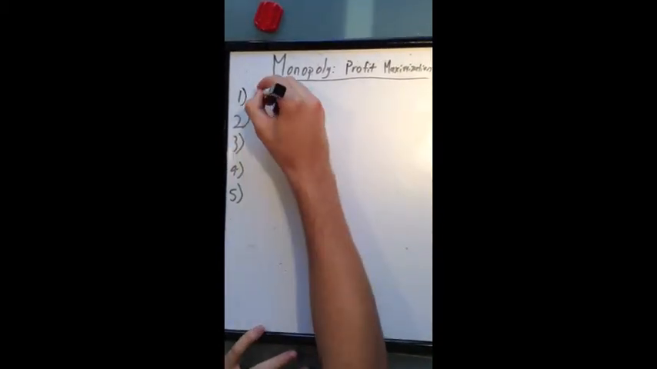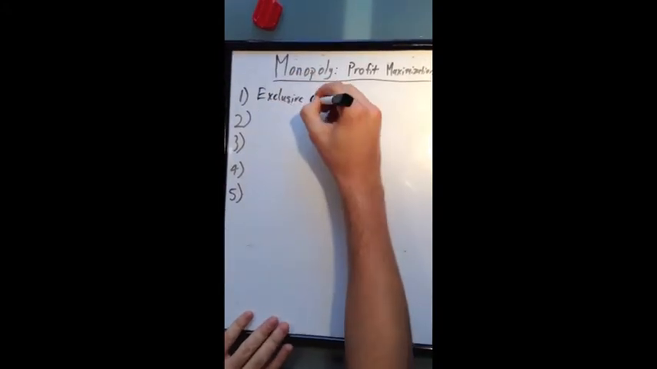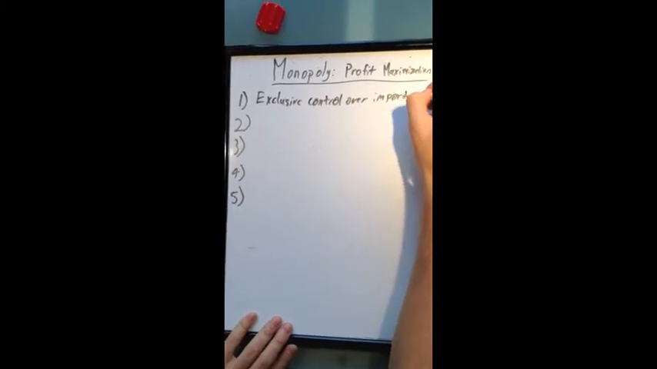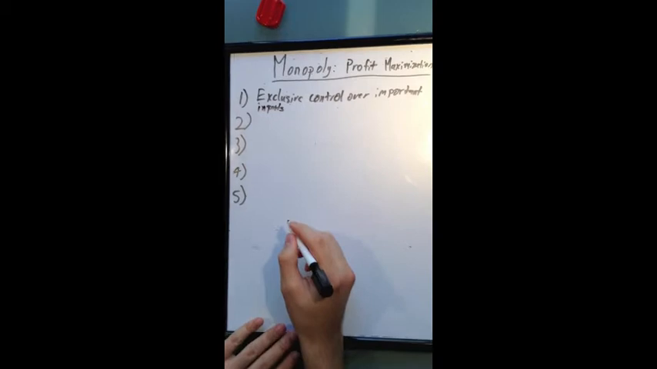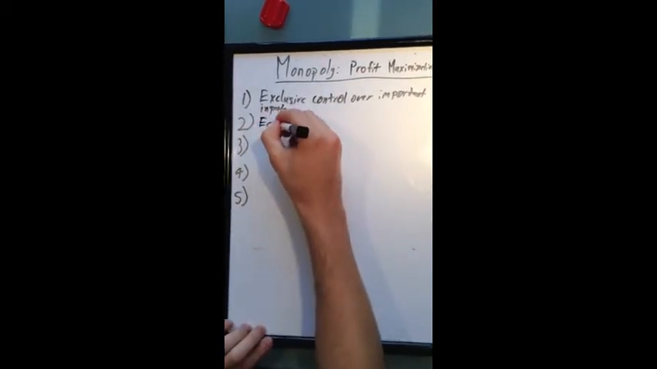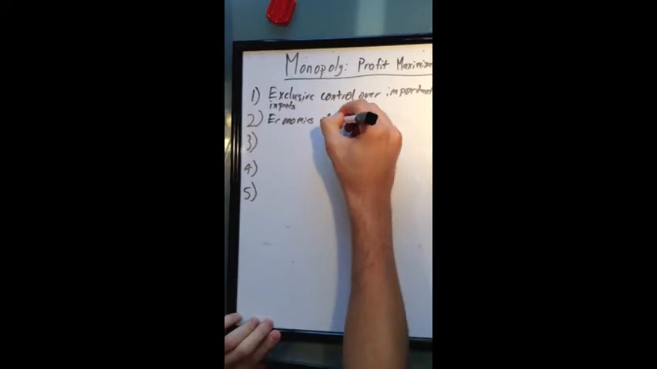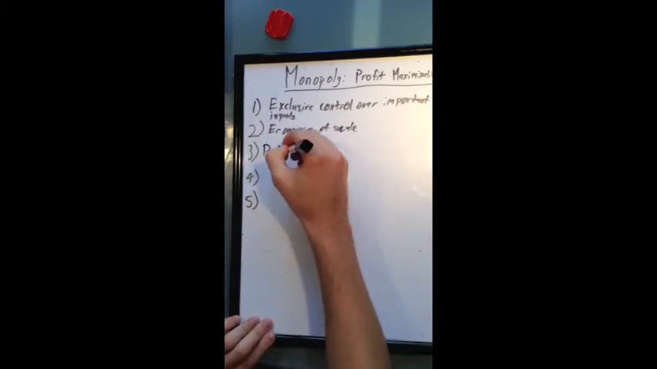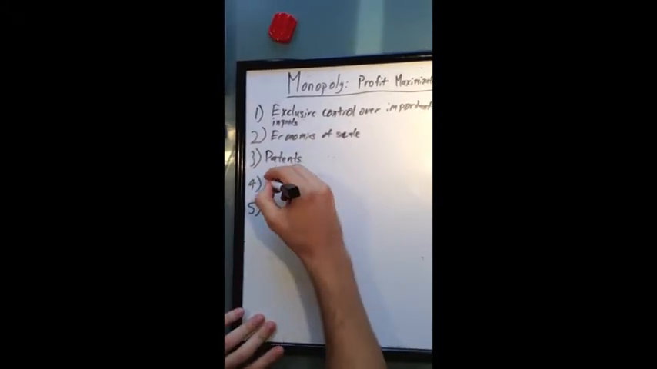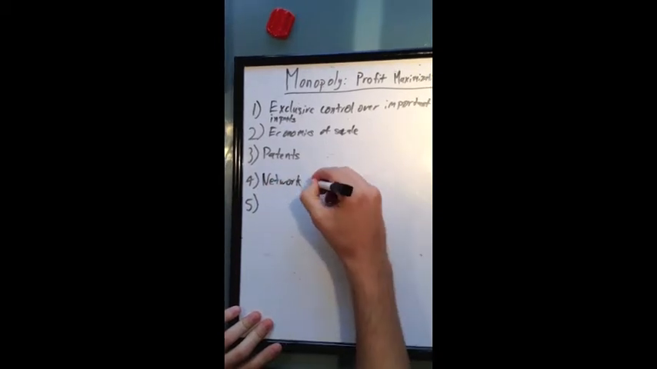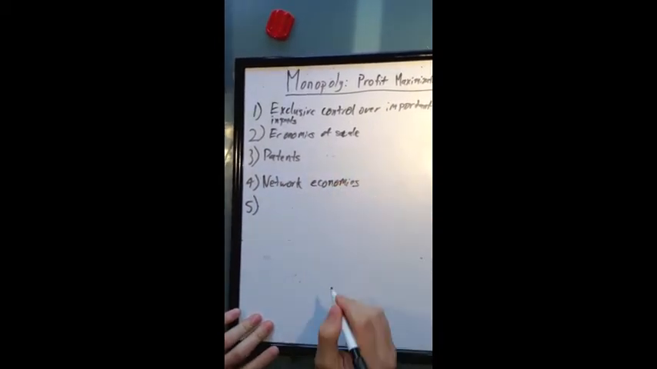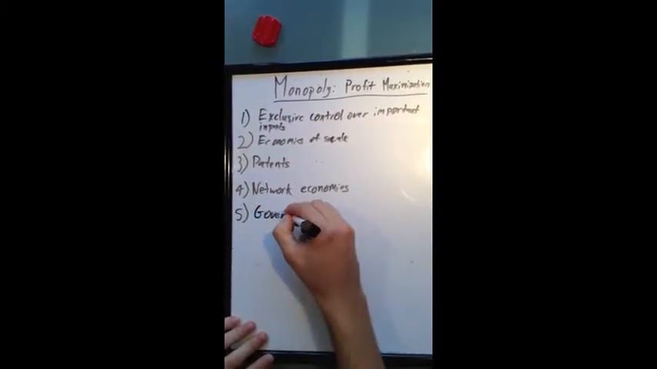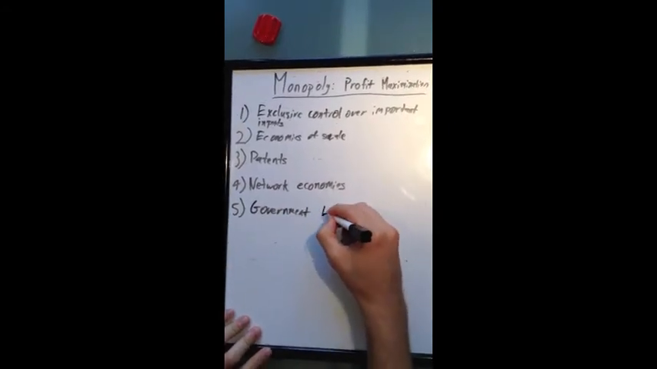The first one is exclusive control over important inputs. The second source is economies of scale. The third source is patents. The fourth source is network economies. Lastly, the last source is government license or franchise, which is when the government creates the monopoly.